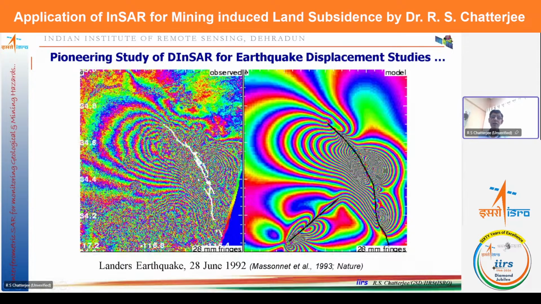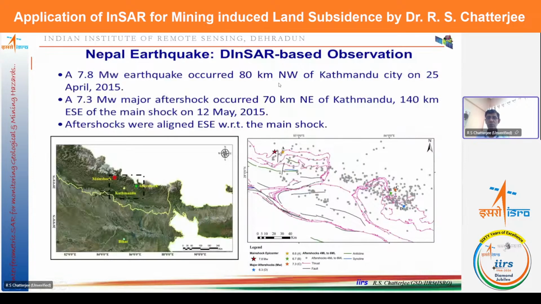Okay, so similarly, we did this in the Nepal earthquake in 2015. You know, there was a 7.8 magnitude earthquake, very near to Kathmandu. And then there were a lot of aftershocks. Many were above 6 magnitude, and one of them even 7.3. This is the Kodari village, 7.3 magnitude earthquake. Now we have used conventional InSAR to obtain the land surface deformation due to this Nepal earthquake.